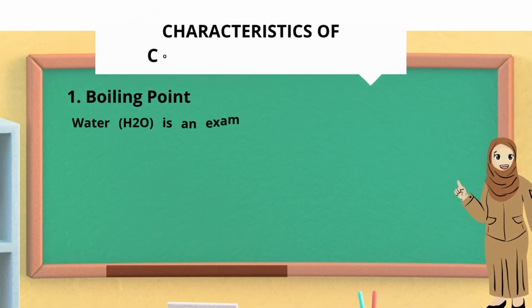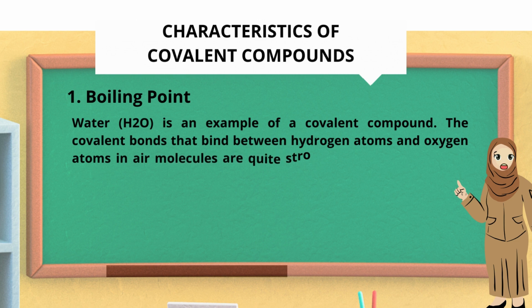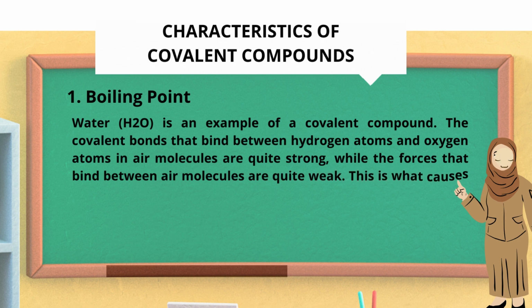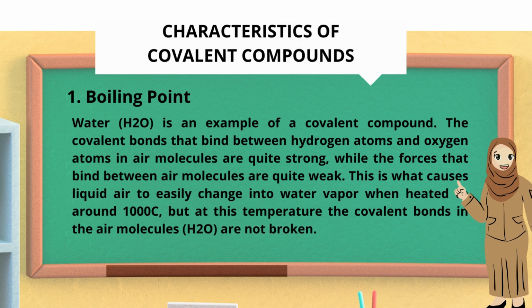Okay, the next is about characteristics of covalent compounds. The characteristics are divided into 4. The first is boiling point. We know that water, or H2O, is an example of a covalent compound. The covalent bonds between hydrogen atoms and oxygen atoms in water molecules are quite strong, while the forces between molecules are quite weak. This is what causes liquid water to easily change into water vapor when heated to around 100 degrees Celsius. But at this temperature, the covalent bonds in the water molecules, or H2O, are not broken.